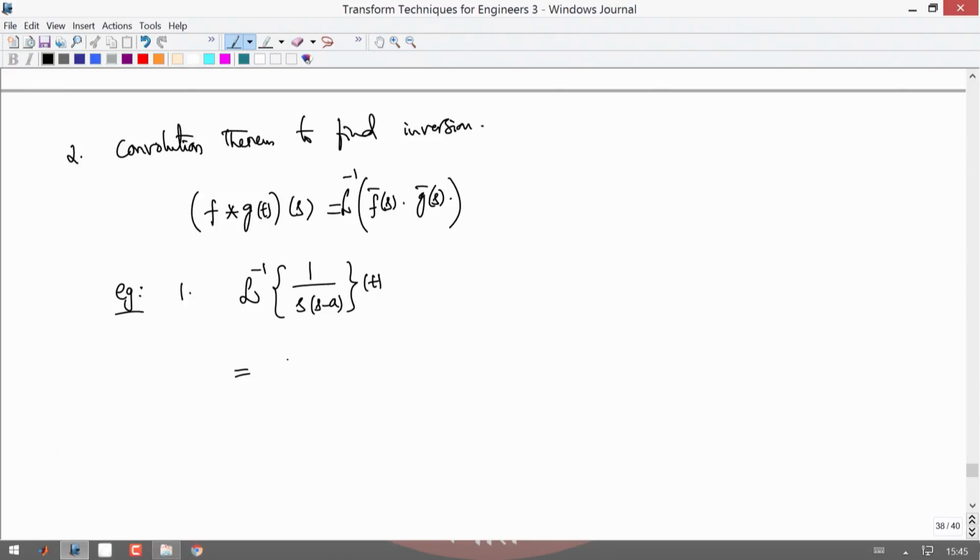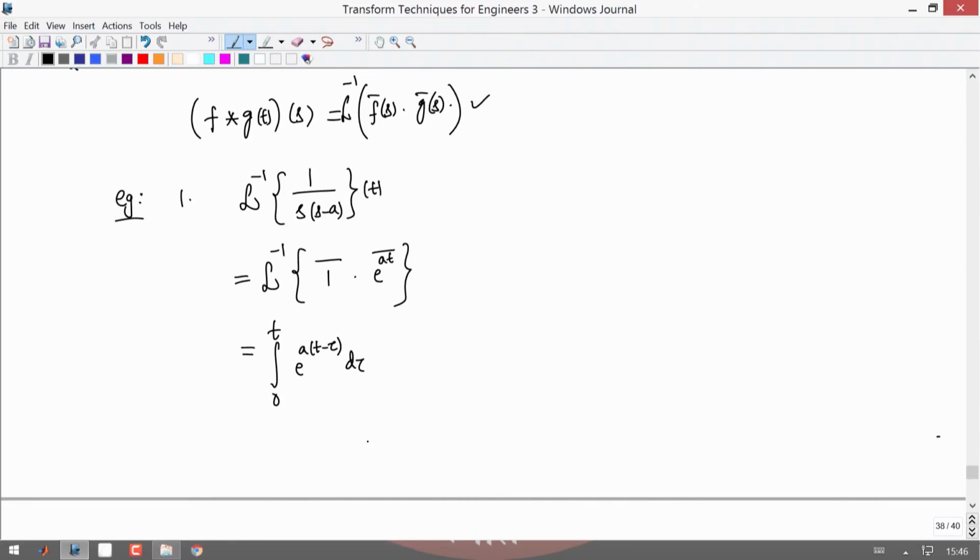So, if I use this property, this is the inverse Laplace transform of the Laplace transform of 1, multiplied with the Laplace transform of e power a t. I am putting bar for the full function. So, by the convolution theorem, simply integral 0 to t of 1 times e power a times (t minus tau) d tau. This is exactly your Laplace inversion.